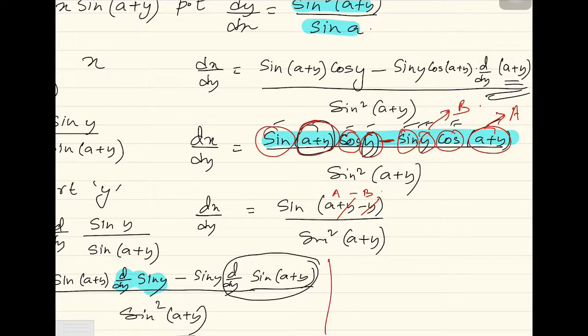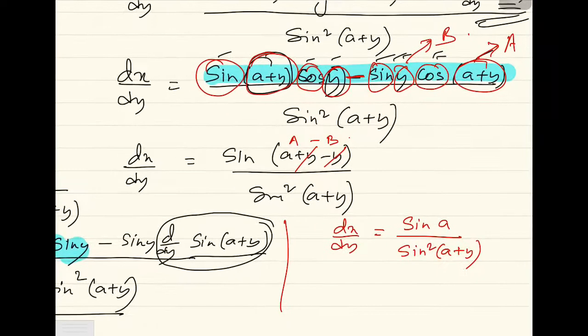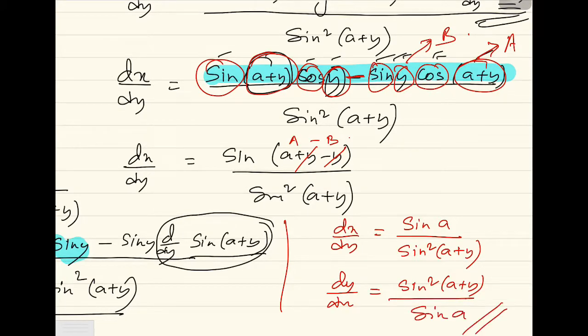So finally I have, let me write it down here, dx by dy equals sin A divided by sin square A plus y. So if you flip it using invertendo, if you remember, it will become dy by dx equals sin square A plus y divided by sin A. So this is an interesting sum.